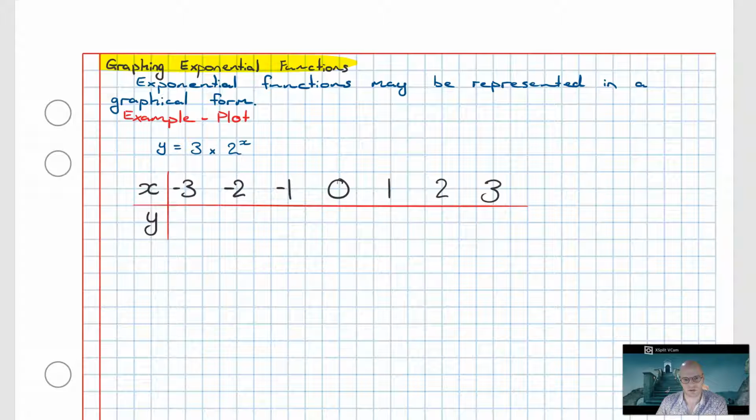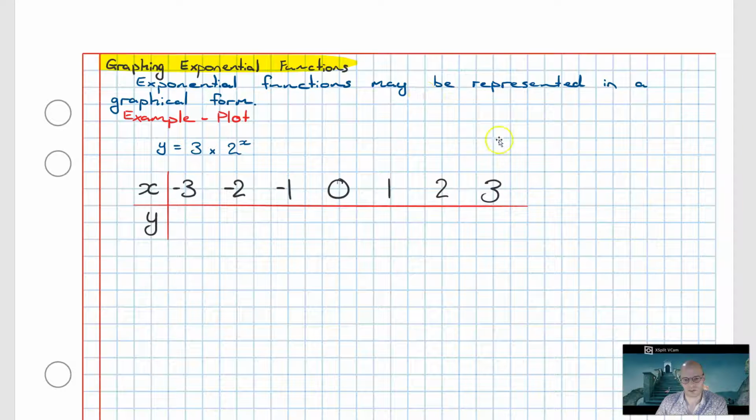Welcome to this video on the topic of exponential functions. In this video, we're going to investigate the graphical representation of an exponential function. To do this, we're going to look at two techniques. The first one being how we can plot an exponential function, and then secondly, we're going to have a look at the features of an exponential function to be able to sketch them.